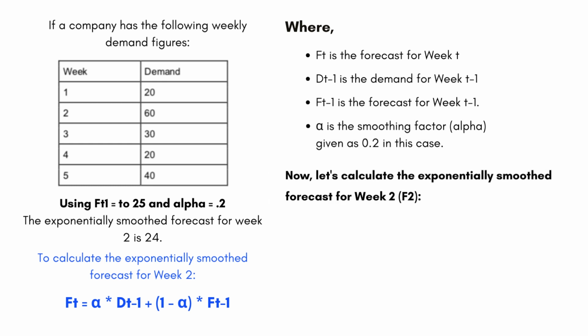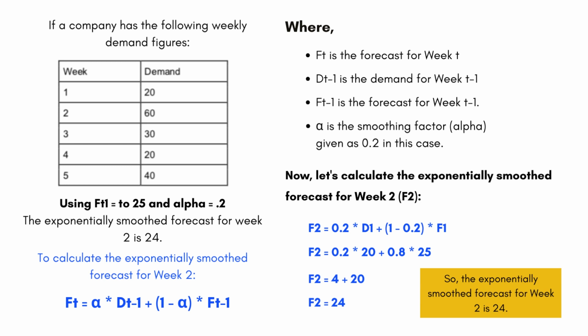Now, let's calculate the exponentially smooth forecast for week 2, F2. F2 equals 0.2 times D1 plus (1 minus 0.2) times F1, or 0.2 times 20 plus 0.8 times 25. So, F2 equals 4 plus 20, or 24. So, the exponentially smooth forecast for week 2 is 24.